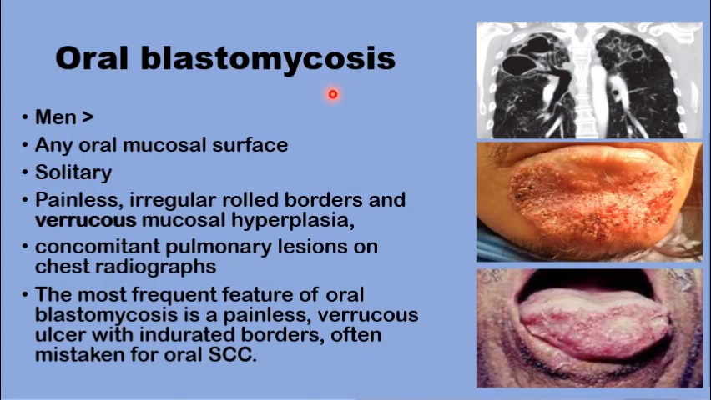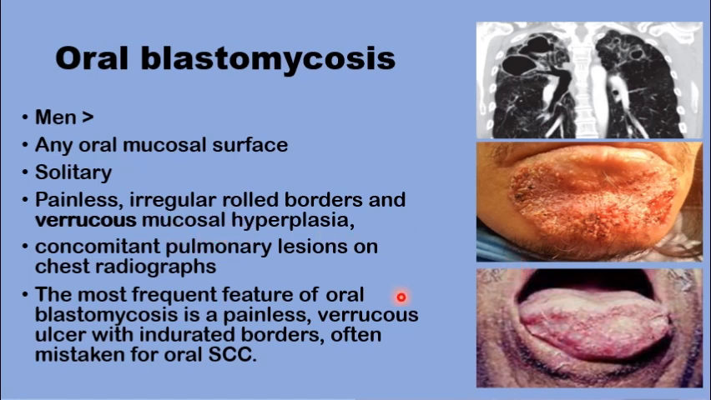The other deep fungal oral ulceration is caused by blastomycosis. It affects men more and can affect any area in the oral cavity, and it's usually a solitary, painless ulcer with irregular and rolled border. It has the appearance of a verrucous mucosal hyperplasia.